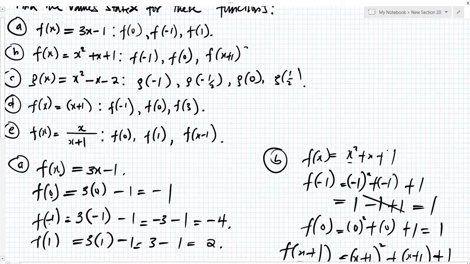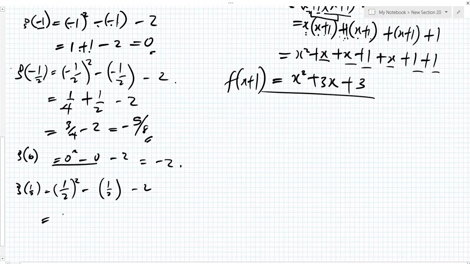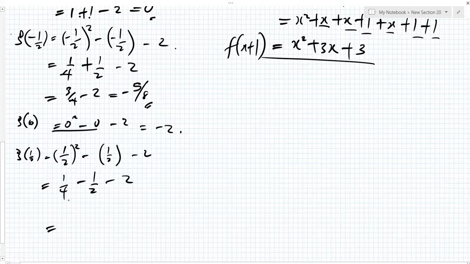Now this other one is g of 1 over 2. If you replace all with 1 over 2, say 1 over 2 all squared minus 1 over 2 minus 2. So you have 1 over 4, this will be minus 1 over 2, this one is minus 2. So this with this will give you.